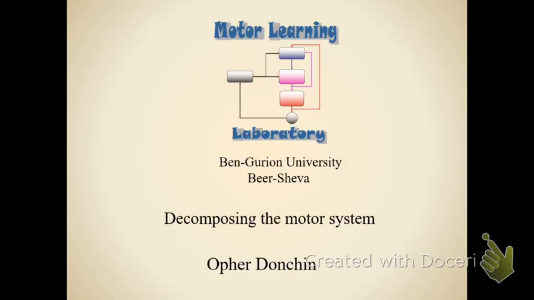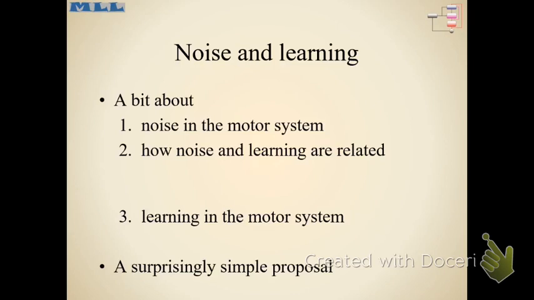I don't know exactly how this is going to go, but the idea of this talk is to try to create some connection between noise and learning. It's a subject that people have been thinking about a lot recently in the study of the motor system, and then to try to put that at some level in the context of the kind of Bayesian thinking that we've been doing here in the last couple of days.